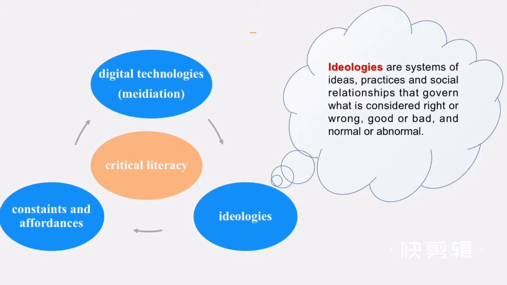From this diagram, we can see that constraints and affordances are embodied in digital technologies, right? Because every technology has constraints and affordances, and also every technology has its own ideology. So when we face these things, we need to have a critical stance.